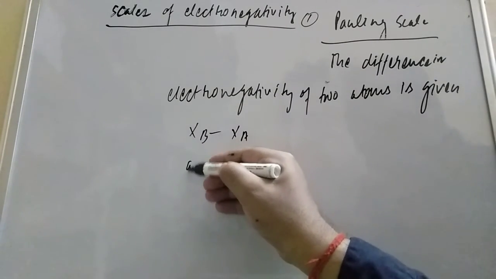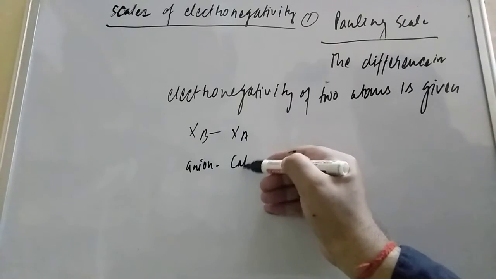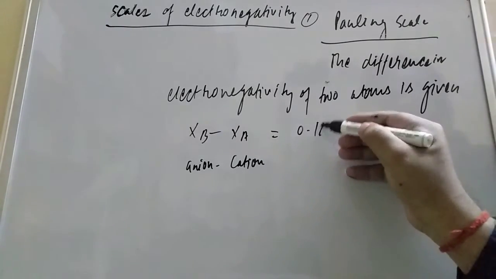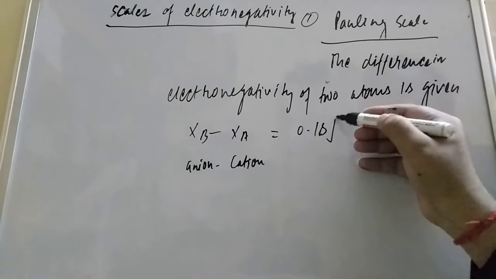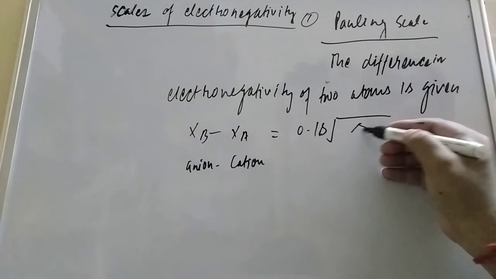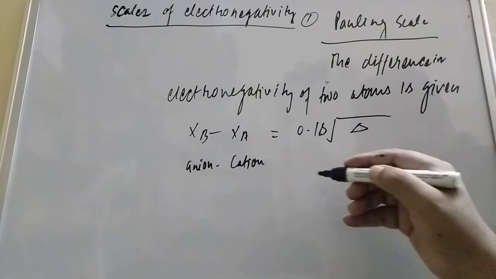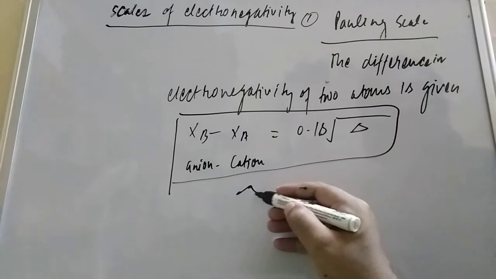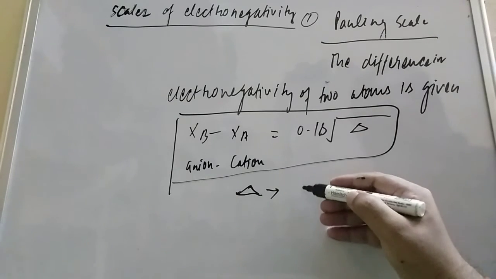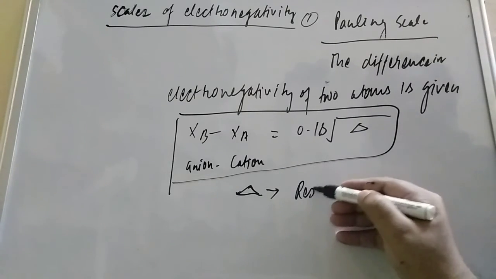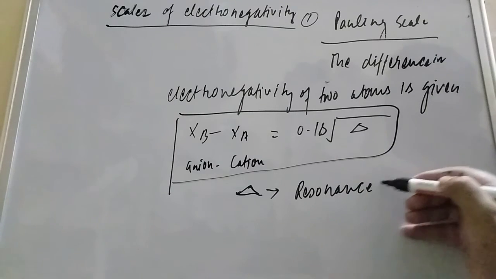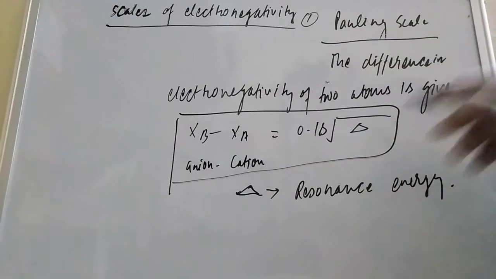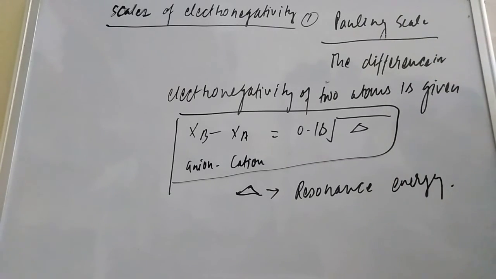B is saying anion minus cation equal to 0.18 root of delta value. This delta value is the resonance energy. Okay, delta value is resonance energy. So with this formula we can calculate the electronegativity.